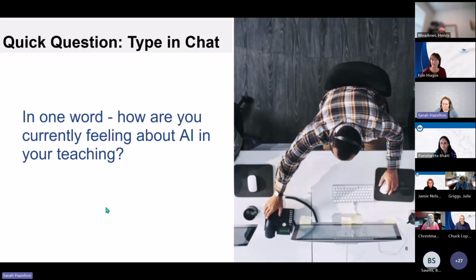Okay, next question. Think about this. How are you currently feeling about AI in your teaching? If you could sum it up in a word, pop those words into chat. We have unnecessary, assistive, apprehensive, helpful. Okay, well, this is really helpful. Uncertain. It's a tool. This gives us a good idea of where you all are, because as we talk about the AI faculty competency framework today, this is a really great place for us to start.